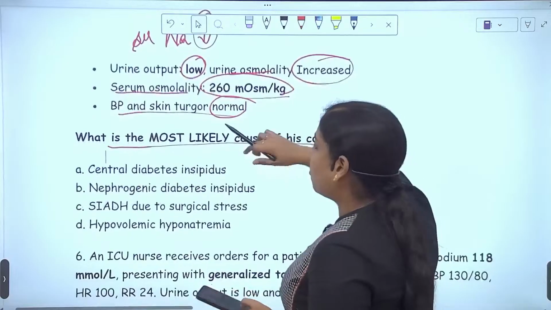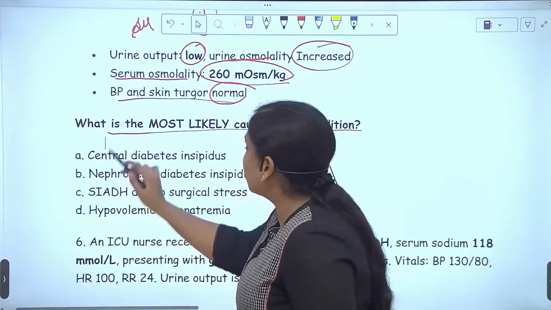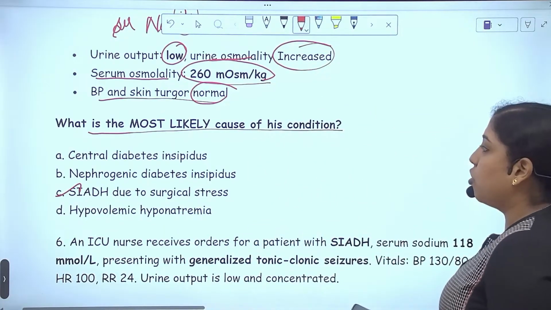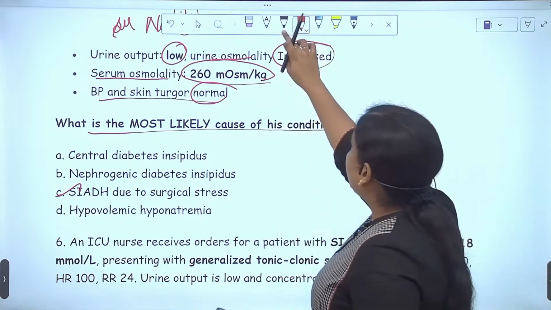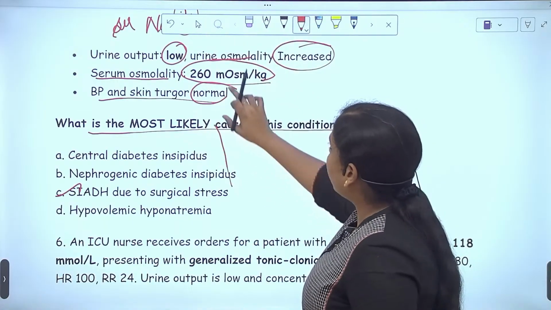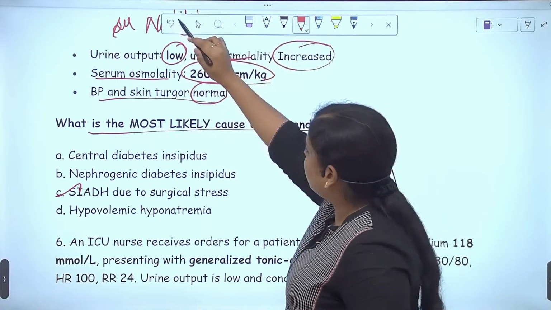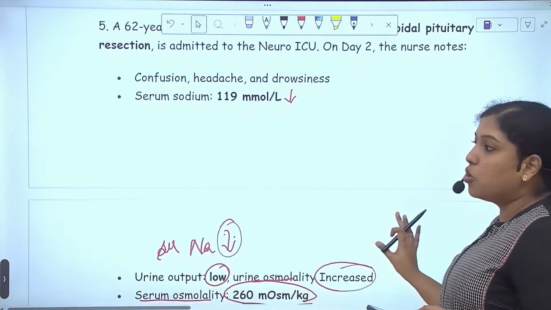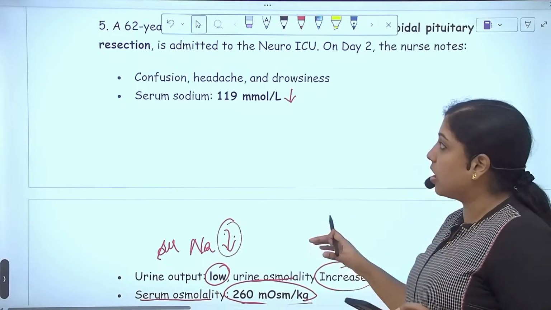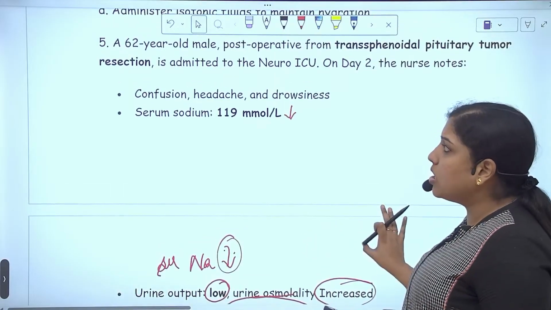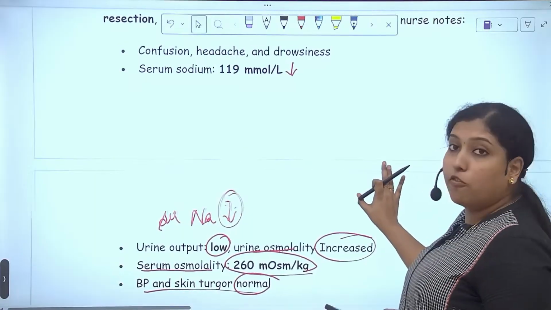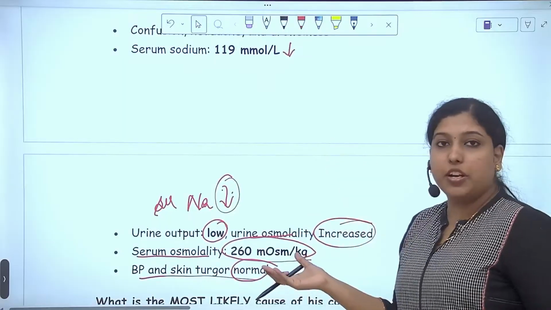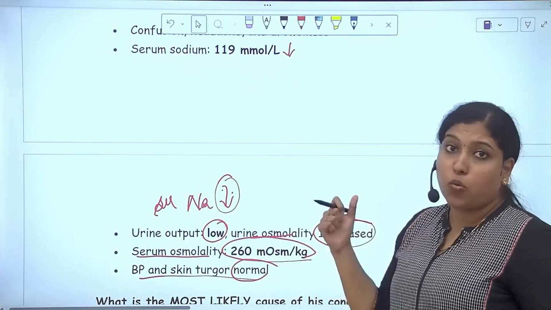Obviously, because of your SIADH, due to surgical stress, the patient has gone for your syndrome of inappropriate secretion of antidiuretic hormone, right? So just coming back to the question, review it. You can get questions like this. There is a lot of chance you can get questions like this, giving all the values, and they will ask you to identify the condition. So confusion, headache and drowsiness indicate the patient is having hyponatremia related symptoms. And the serum sodium level they have given is very much less, that is 119.